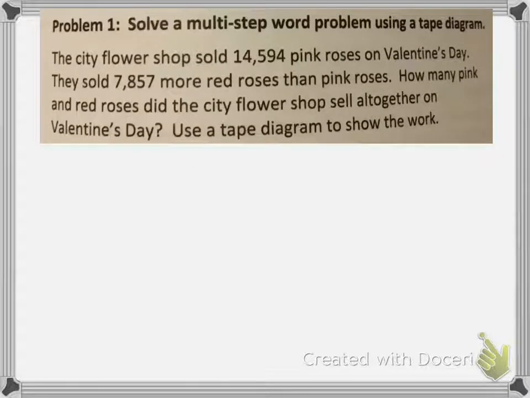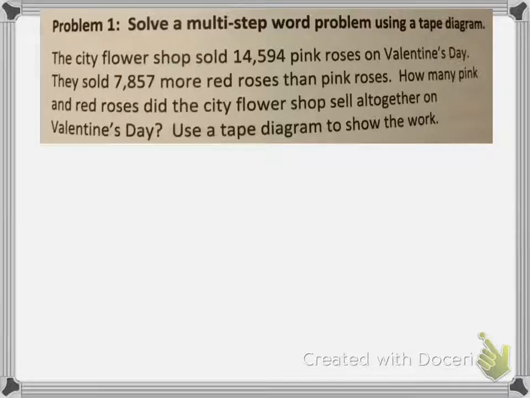All right, first one. I'm going to read the whole thing, and then I'm going to start solving it using a tape diagram for every sentence, or not necessarily a tape diagram. However, I'm going to see if for each sentence I can draw some sort of model, which may be a tape diagram. So we have a story about a flower shop selling flowers, roses in particular.